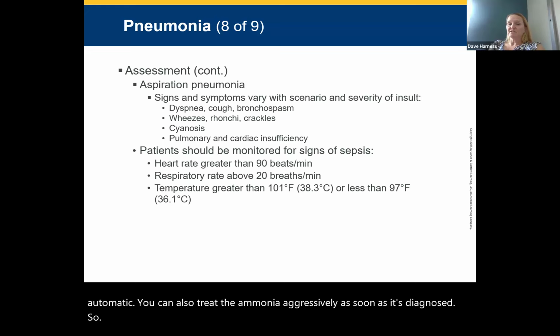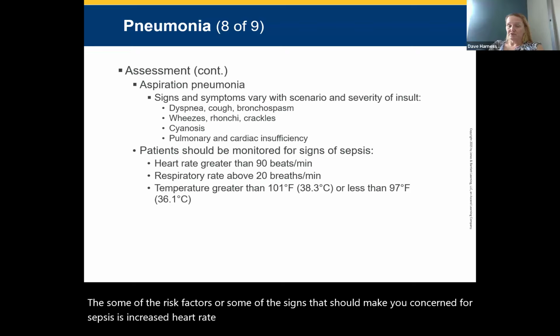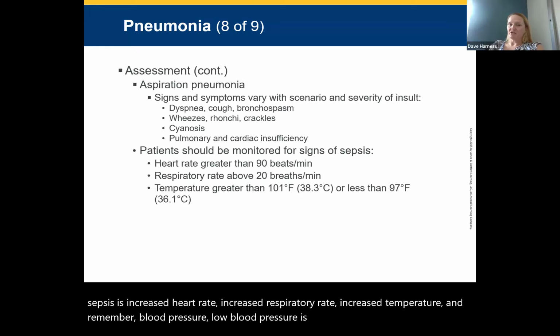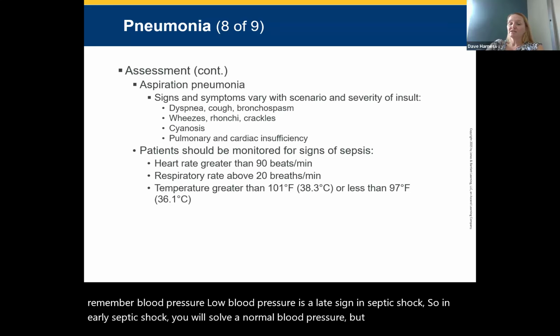Some of the risk factors or signs that should make you concerned for sepsis are increased heart rate, increased respiratory rate, increased temperature. And remember, low blood pressure is a late sign in septic shock. So in early septic shock, you will still have a normal blood pressure, but you will notice prolonged capillary refill.